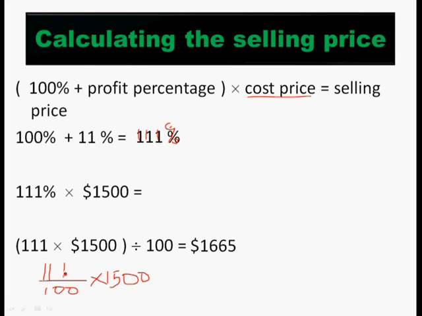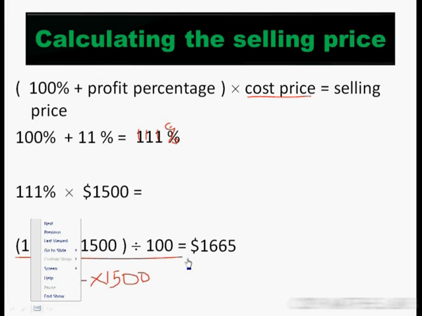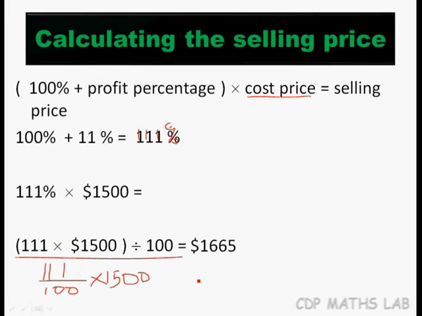111 and put it right there, sir. Put this multiplication sign right there, sir. Put the 1500 right there, sir. And just work out the top part first. Let me divide the answer by 100. So if you do it this way or this way, nothing wrong. You should get the same answer, $1,665. And that is the selling price.